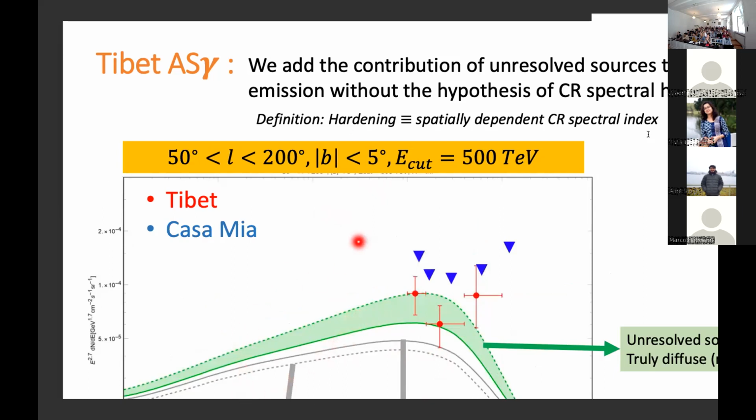That's the reason why it's more interesting to look at this other region, because in this case the unresolved sources seem to give a better explanation of the Tibet data. This is also important because if you want to test the hardening hypothesis, the key point is to look at different regions in the sky. So now we are convinced that in this energy range, the most probable diffuse emission model is the one without hardening.